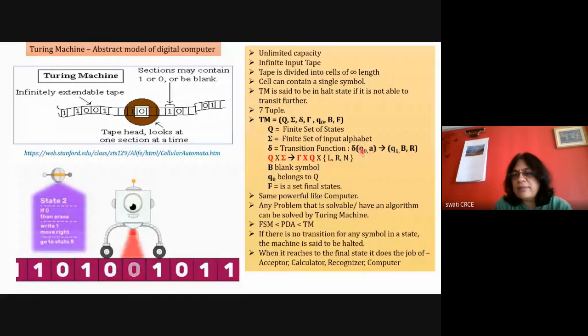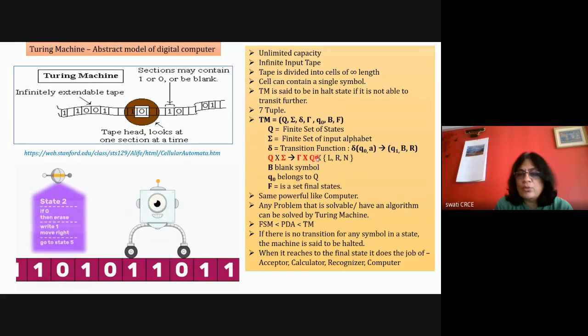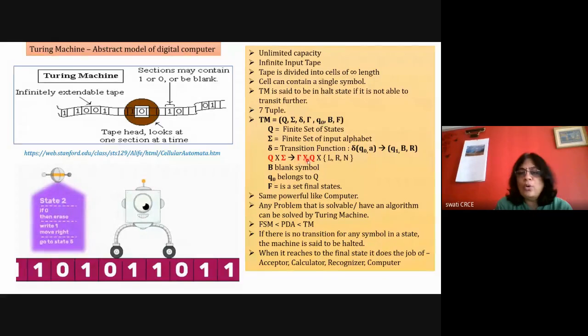So Q into sigma means the state from q0. Q0 belongs to capital Q. Q into sigma, where sigma means the symbol on the input tape. So Q into sigma generates capital Q. You can write capital Q first, then capital Q into rho into L, R, N.